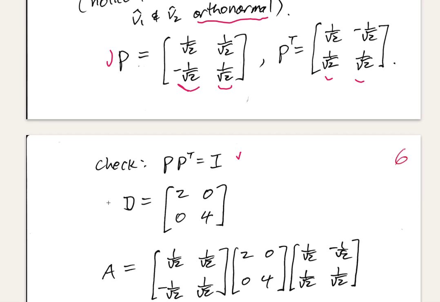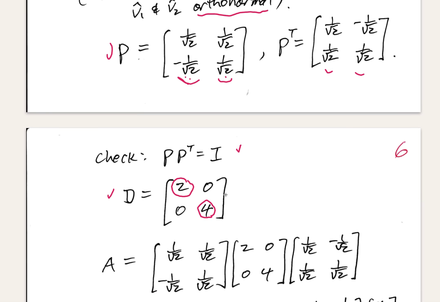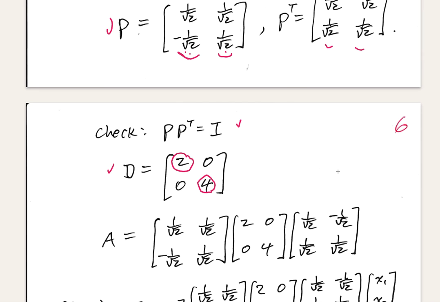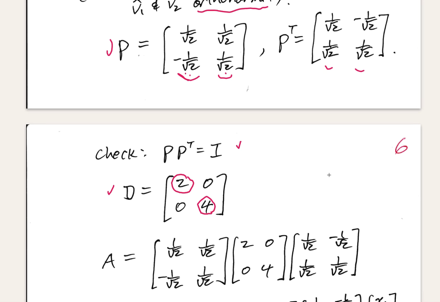Anyways, our D corresponding to this particular order on the eigenvectors. This was an eigenvector corresponding to lambda equals 2, so that's going to come first in our diagonal. And the second one corresponded to lambda equals 4. So our D is going to be 2, 0, 0, 4. Now, A should be P D P transpose. So that's just what we have here.